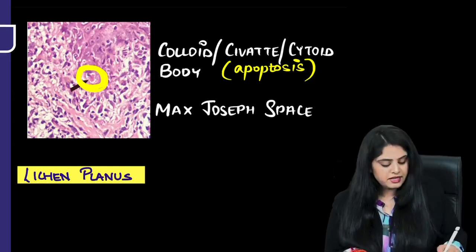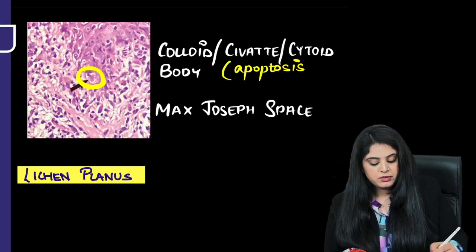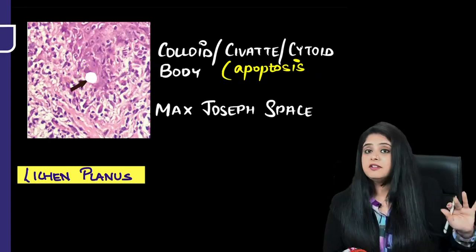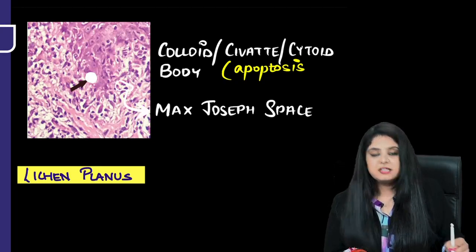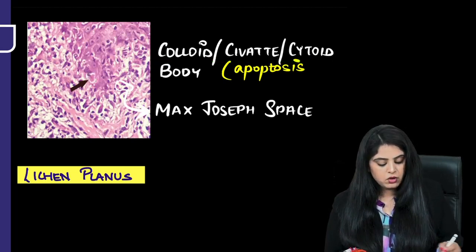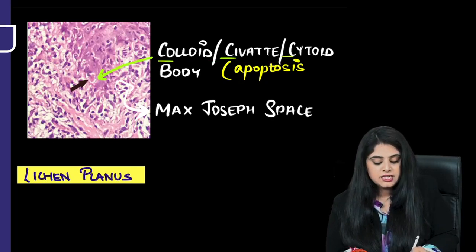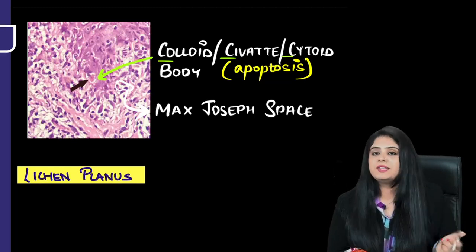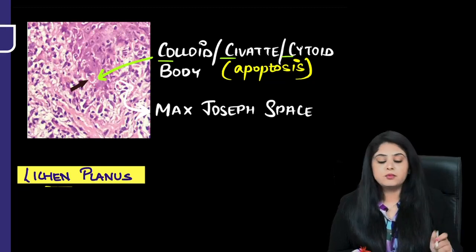So imagine if the cell dies, finally if it dies, what will be left over here? You will say, ma'am, if the cell will die, you will be left with a whitish space. You will be left with a space. Once it will vanish away, that space, like you can see some white spaces here, that space will be known as the Max Joseph space. So when there is a dead body, you call it a colloid or a civet body or a cytoid body, any CC wala body, and that is an element of apoptosis. When that body will die away, a space will form, and that is Max Joseph space. These are all features of lichen planus which are very important.